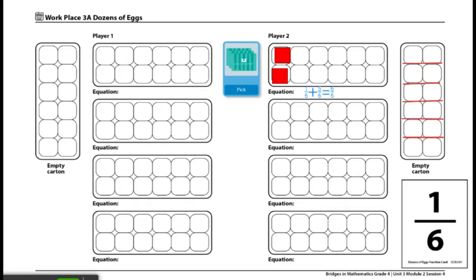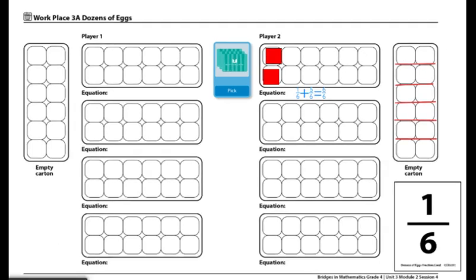If you would like different variations for this game, you can play to where players will work together to fill in all 4 cartons together on one single record sheet, or the players will begin with all 4 cartons filled by placing the 12 tiles in each of the cartons and writing 12 12s at the start of the equation line. The winner then would be the first player to get rid of all the eggs in all 4 cartons.